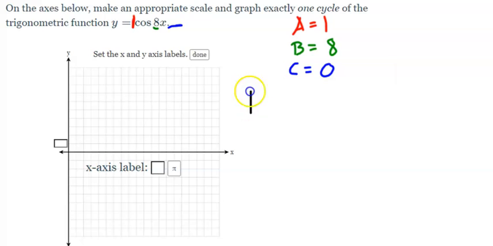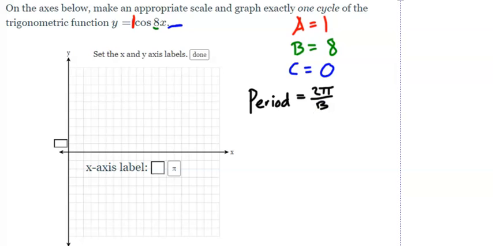The most important thing is we need to establish what our period is, and our formula for the period is 2 pi divided by capital B. And we just found out what B is, so therefore we can say that it is 2 pi divided by 8. This one can be simplified because 2 over 8 is reducible to 1 over 4, so this is going to be pi over 4. Or another way of saying is they're both divisible by 2, the top and bottom.